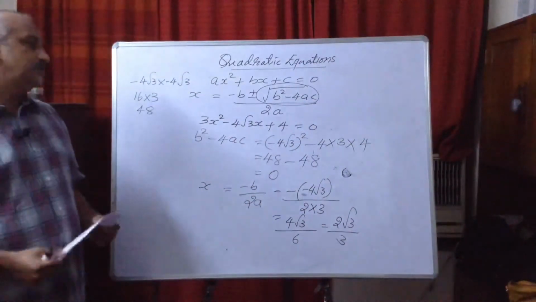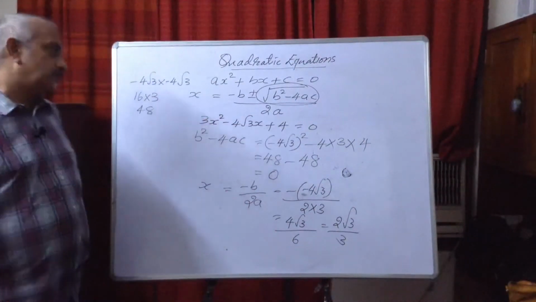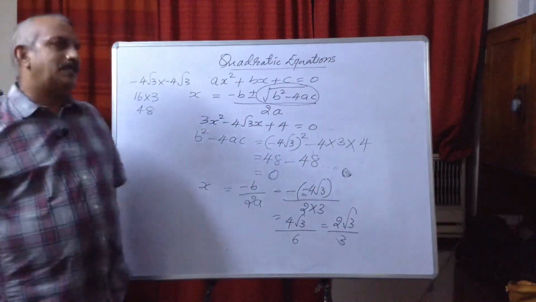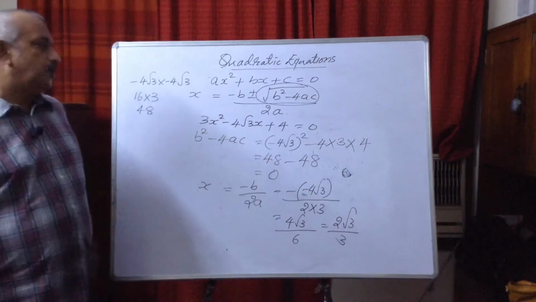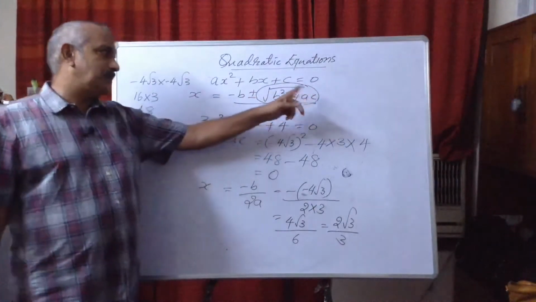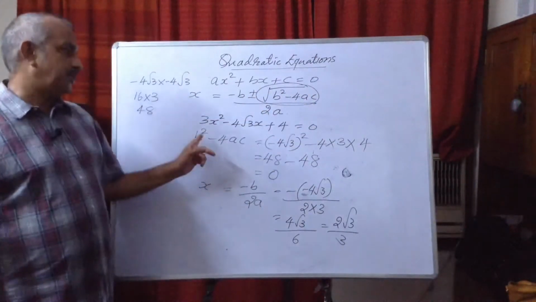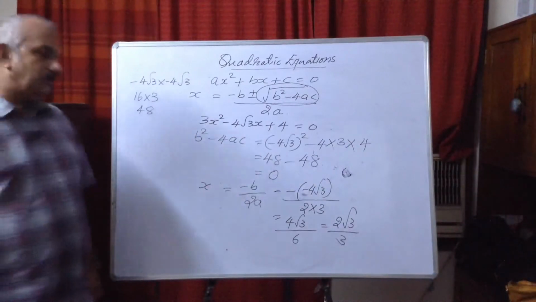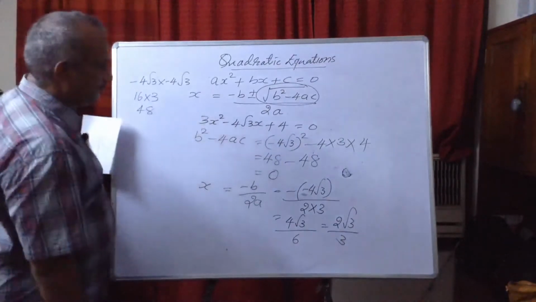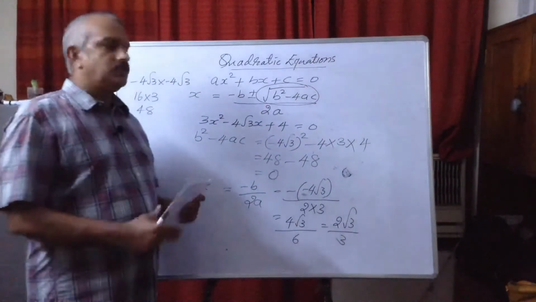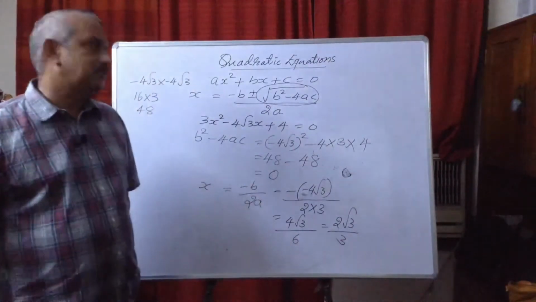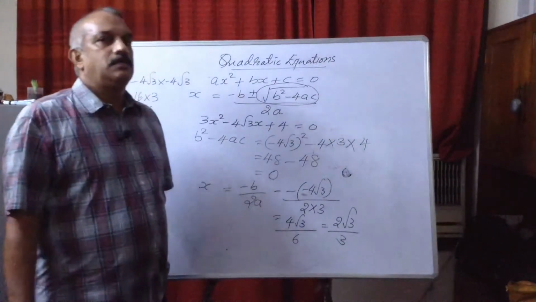See, once again, the question is find the roots of 3x square minus 4 root 3x plus 4 by using the quadratic formula. So the formula is minus b plus or minus root b square minus 4ac upon 2a. So first we will find out b square minus 4ac. Why do we find out b square minus 4ac first? Because b square minus 4ac decides whether this equation is consistent or not. So that is why it is also called the discriminant and denoted by capital D.